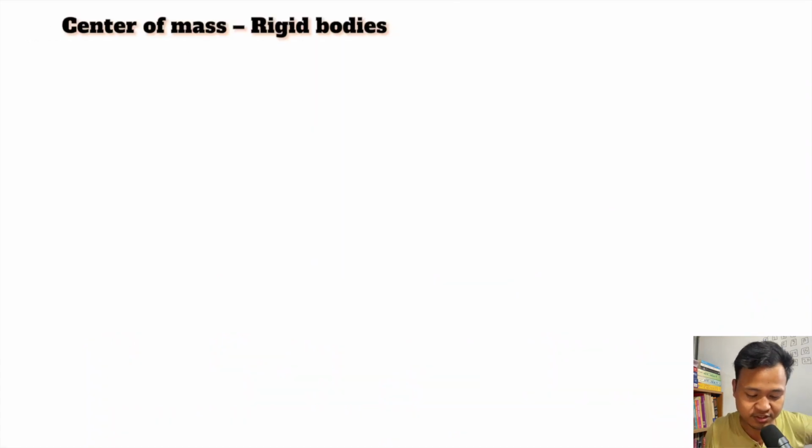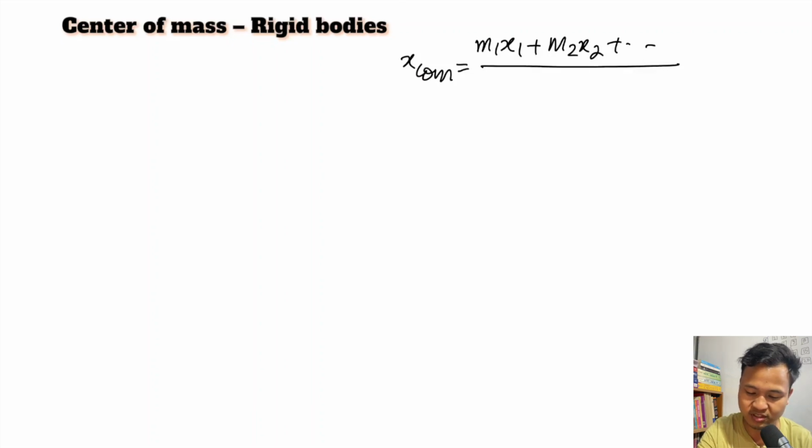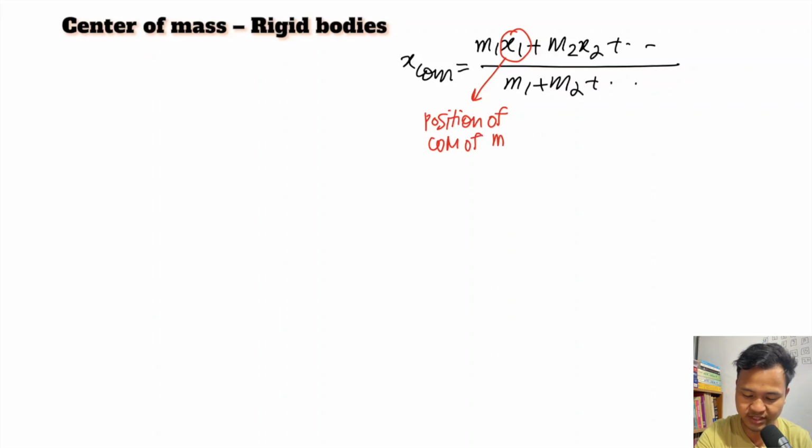So next you have center of mass for rigid bodies. In the lecture we did particles. For particles the formula is xcom equal to m1x1 plus m2x2 plus and so on, divided by m1 plus m2 plus and so on. The same formula applies to rigid bodies. So what is the meaning of x1? Here x1 means the position of center of mass of m1.